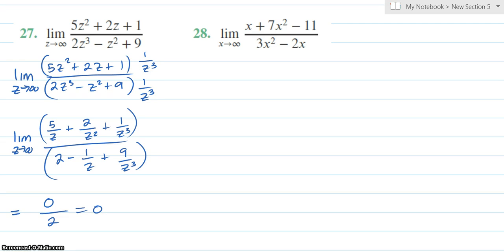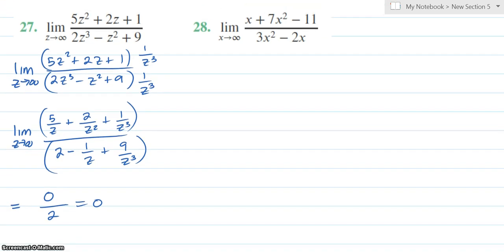Number 28. Hopefully you can start seeing the pattern now. You can actually do these without any algebra at all by visualization. Notice how in the numerator, the highest power is x squared, and in the denominator, the highest power is x squared. So this is going to signify just a 7x squared over 3x squared. So probably it's going to be 7 thirds. The highest power of each is what's going to dominate.